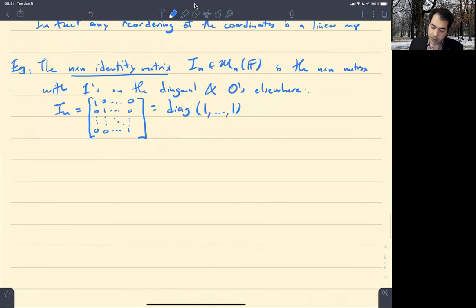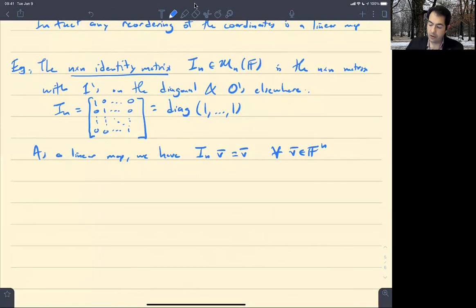And we call it the identity matrix because as a linear map, we have I_n times a vector equal to that vector for all vectors in F^n. This is really easy to check, but I encourage you to check it to practice working with the definition of matrix vector multiplication.